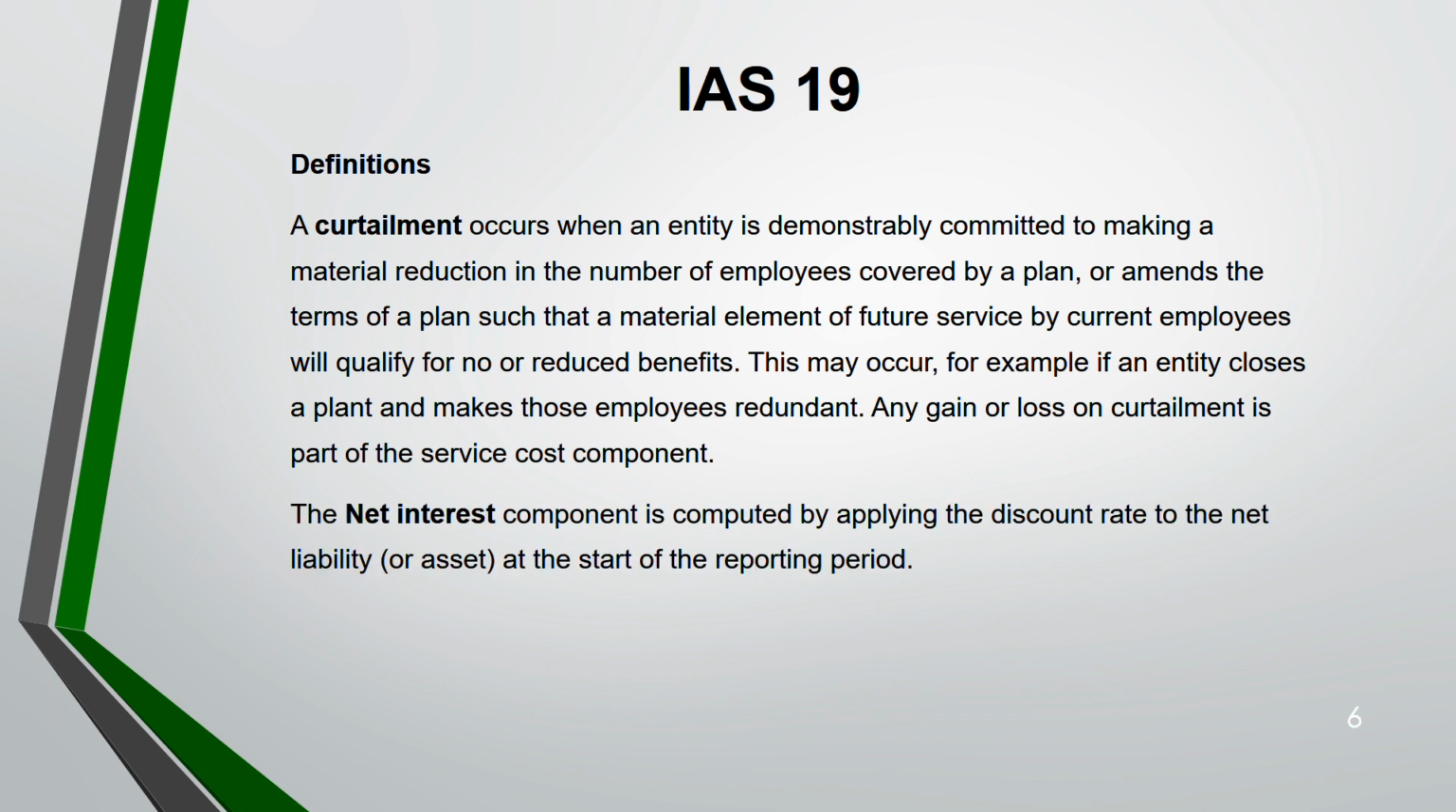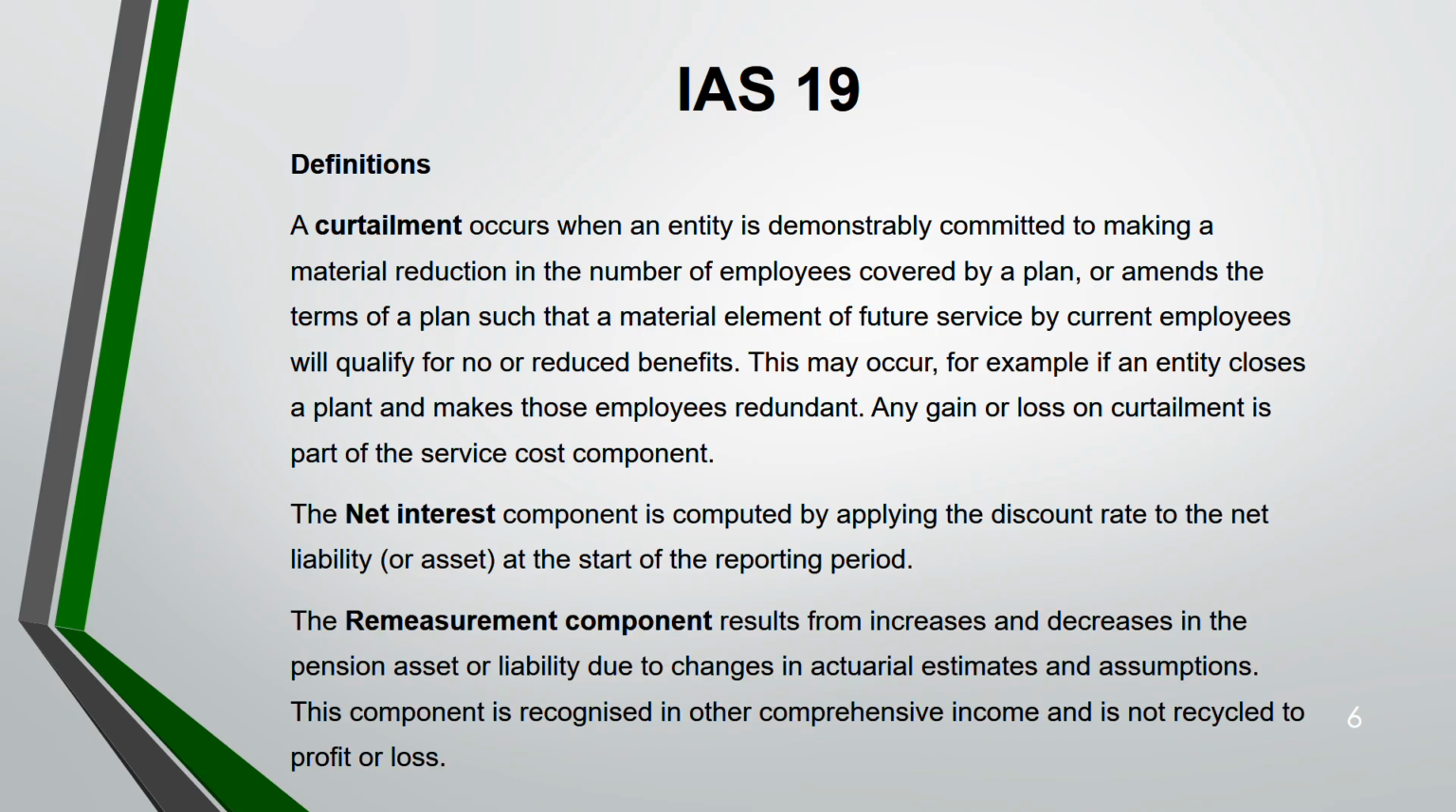Okay. Next, net interest. Net interest is applying the discount rate to the net liability or asset at the start of the reporting period, not at the end, start. Okay. All these amounts you will be given: net interest, past service cost, current service cost, everything. The remeasurement component is a balancing figure you have to find out.